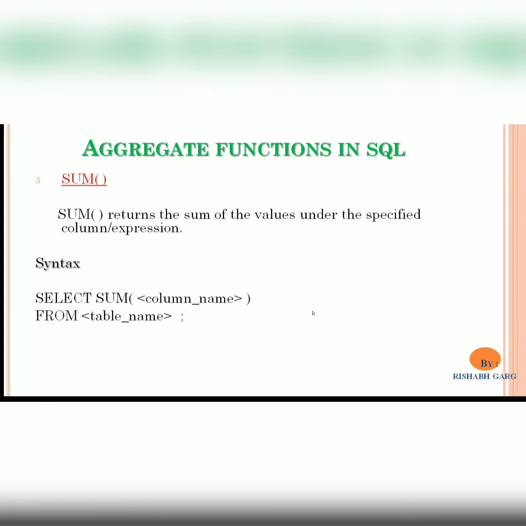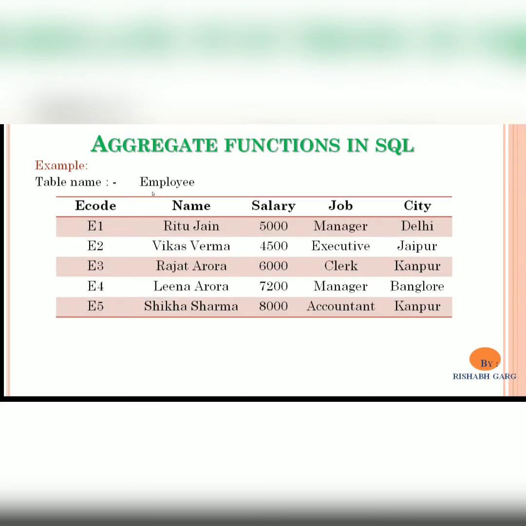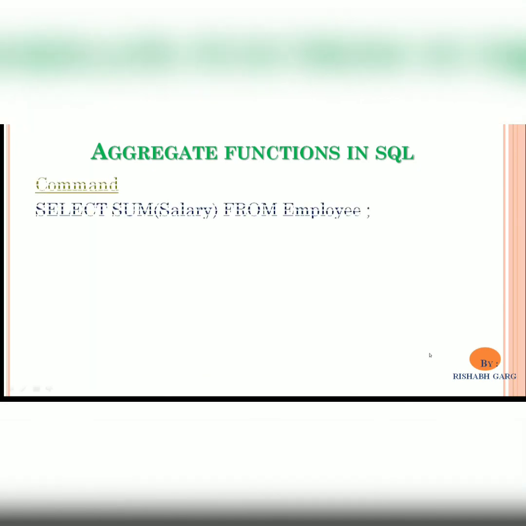Let's see an example to make it more clear. Suppose we have a table name employee along with 5 fields and 5 records, and we want to perform a query to display the sum of salaries from the employee table. For this, we will execute the following command.